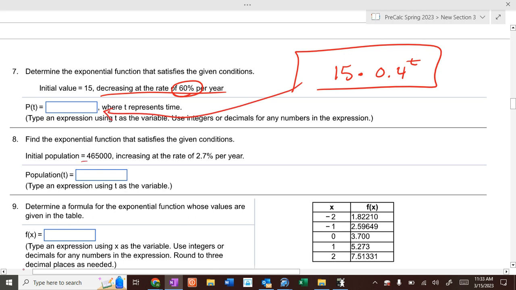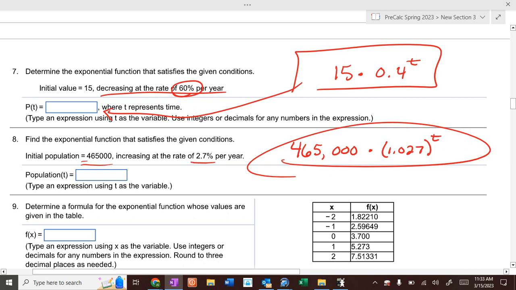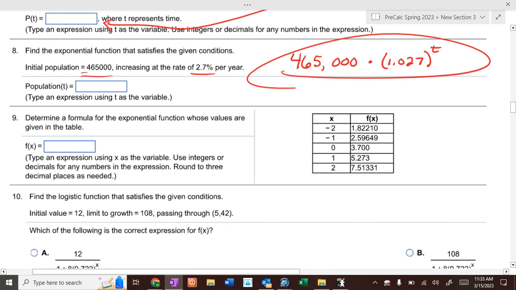Okay? Our initial population is this, increasing at a rate of this. So it's 465,000 times 1.027 raised to the t power. Okay.